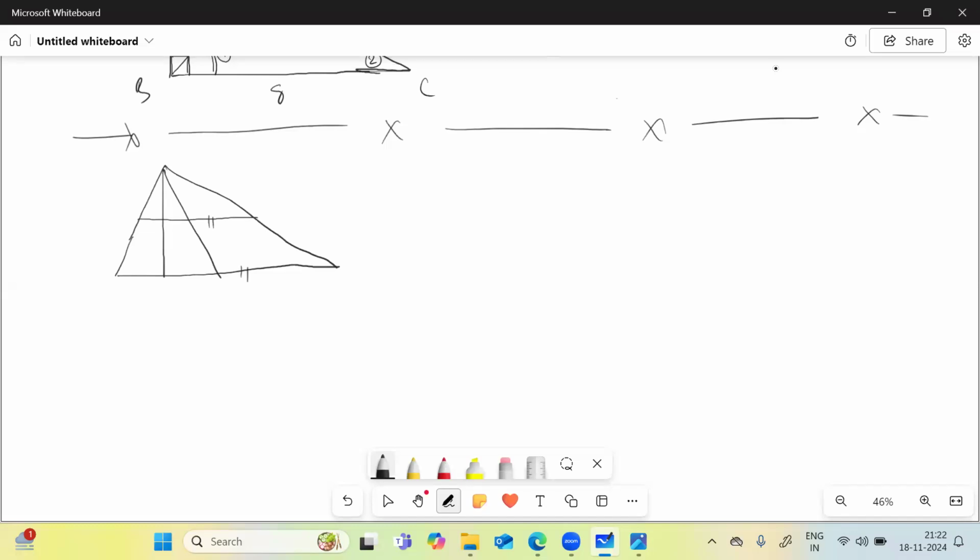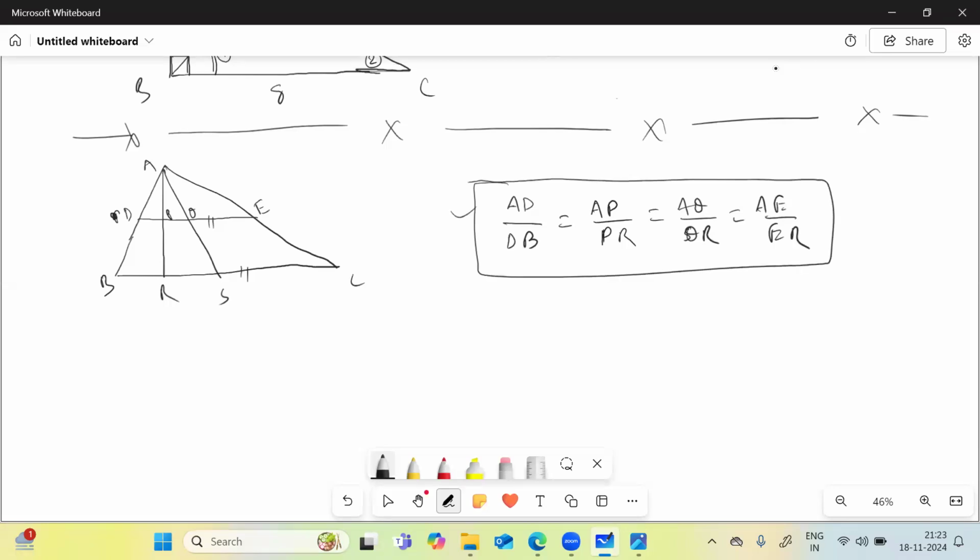So these two lines are parallel. So can we say that AD is to DB will be same as AP is to PR is equal to AQ is to QS is equal to AE is to ER? Can we say this?